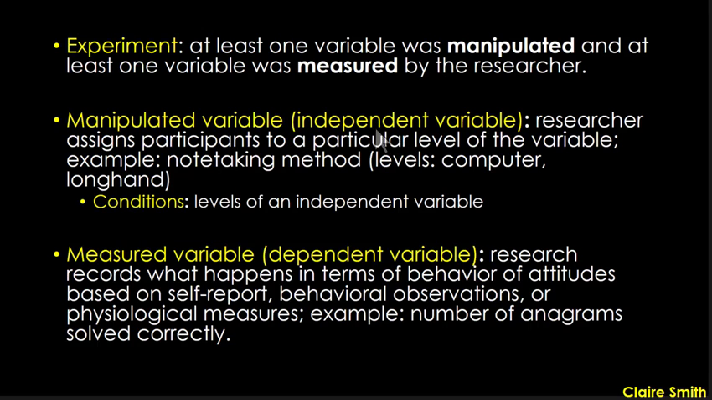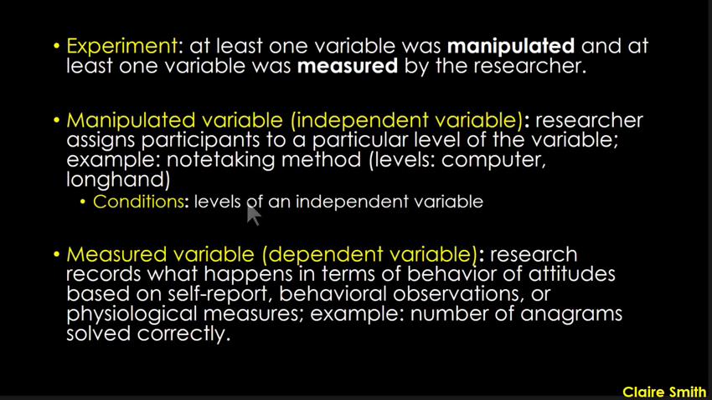But the manipulated variable is also known as the independent variable. So the independent variable is the one that the researcher is going to assign participants to a different level or different condition. So for example, in that note-taking experiment, the independent variable is how the individuals are taking notes. So one group was told to take notes freehand, one group was told to take notes on the computer. So that variable, the method of taking notes, is what's being manipulated in that experiment. In the pasta example, the size of the pasta serving bowl is the manipulated or the independent variable, right?